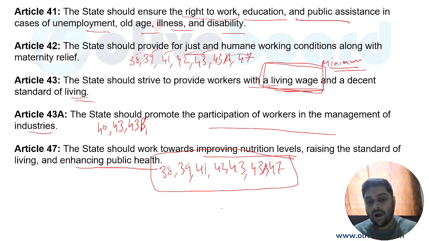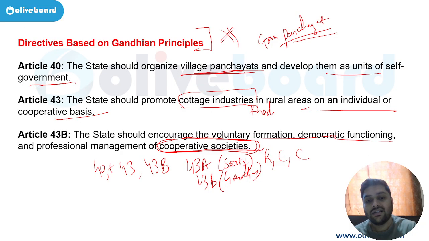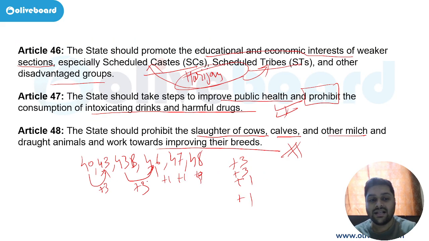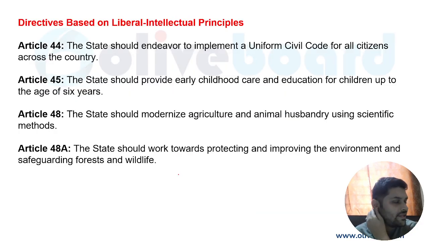Easy to remember. How were the socialist ones? Plus 1, plus 2, plus 1, correct? Then plus 4. The last one was plus 4. Plus 1, plus 2, plus 1, plus 4. Okay? Always remember 43A is a socialist principle, 43B is a Gandhian principle. Gandhian principle is always like plus 3, plus 3, plus 1, plus 1. Okay? Let us go ahead and have a look at the liberal intellectual principles.